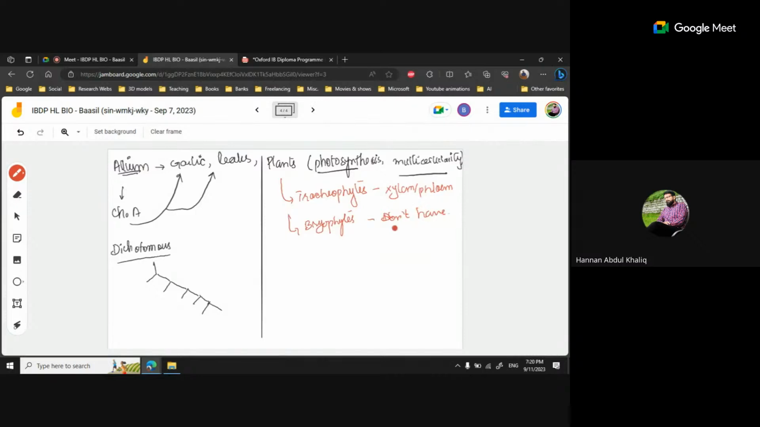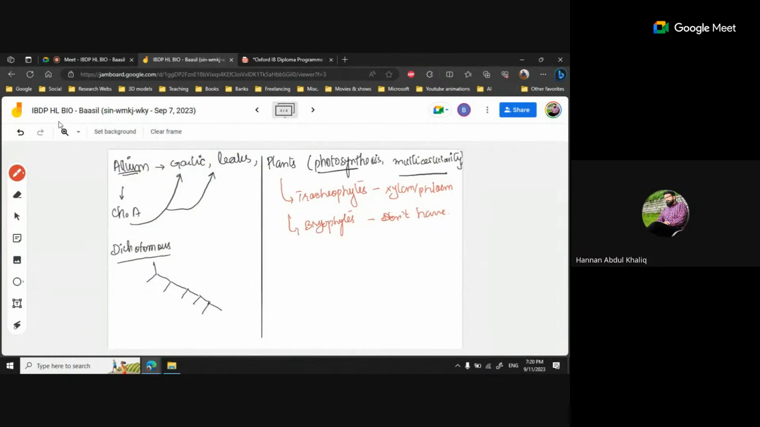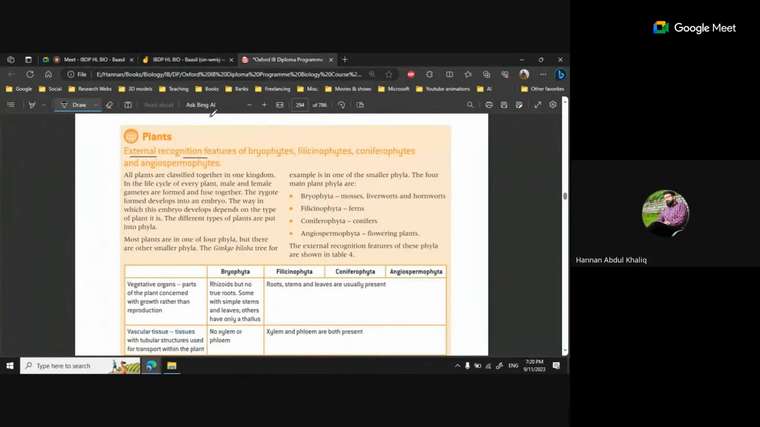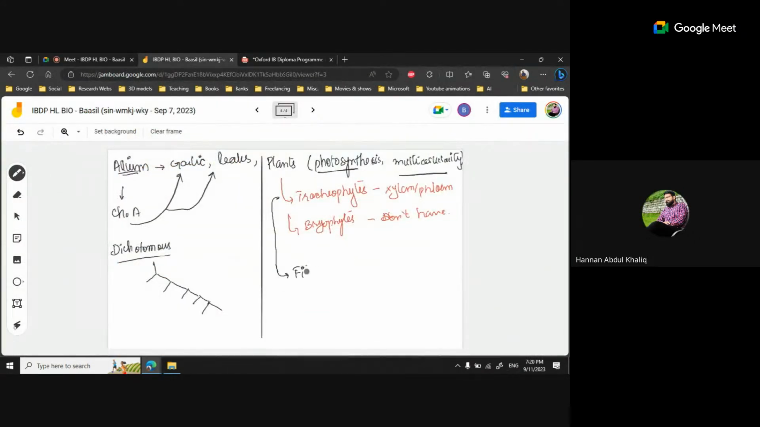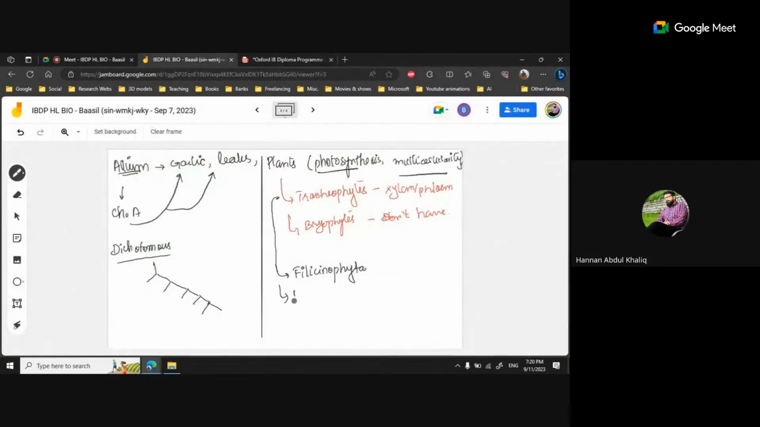Now you can understand that there are plants that are surviving without xylem and phloem, and not all plants possess that. Okay, now these two are major groups, and these would then be classified further. The Tracheophyta group would have some of these names: Felicynophyta, Angiospermophyta, and Coniferophyta. All right.